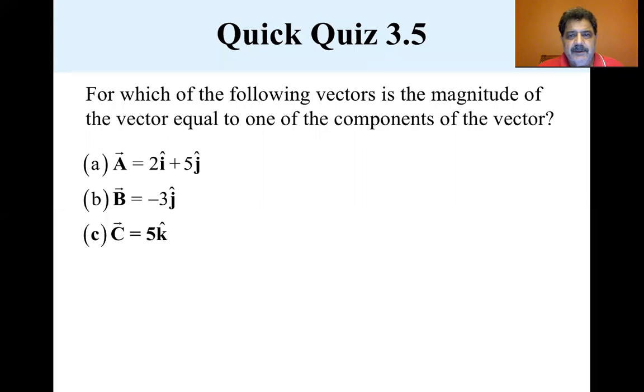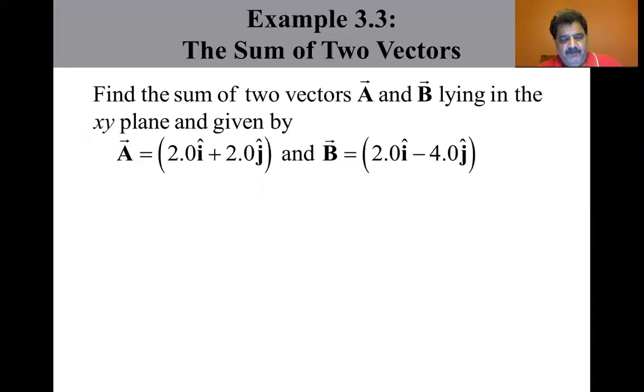Okay, we're continuing with section 3.4, but this is going to be examples. So let's go with the video. Find the sum of two vectors A and B lying in the xy plane and given by A equals 2i plus 2j and B equals 2i minus 4j.